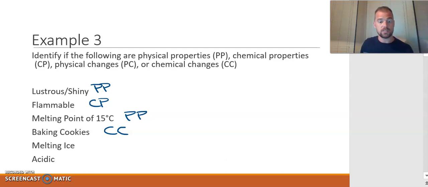Melting ice. Notice you're actually doing something now. You're changing something, so it is a change. But melting is just a physical change. So that's an example of a physical change. You're just changing the appearance. You still have water. Nothing new has been created. Finally, acidic. I'm describing something, so it is a property, but you would have no idea something was acidic unless you actually interacted with something else. And so that would be an example of a chemical property.